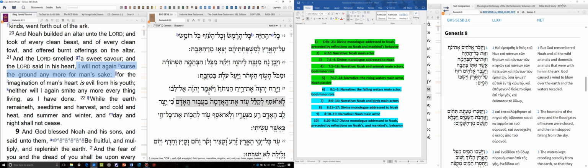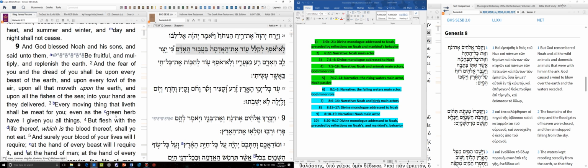So God makes a promise that the earth is going to continue, seed time and harvest, seasons, as long as the earth is here. Which takes us into chapter 9. "And God blessed Noah and his sons, and said unto them, be fruitful and multiply, and replenish the earth." Does that sound familiar? Where did we see that? Genesis 2. Be fruitful and multiply and fill the earth.